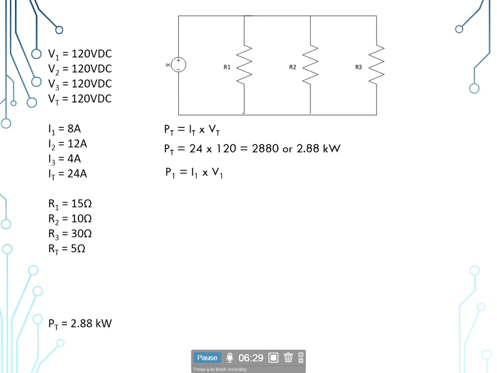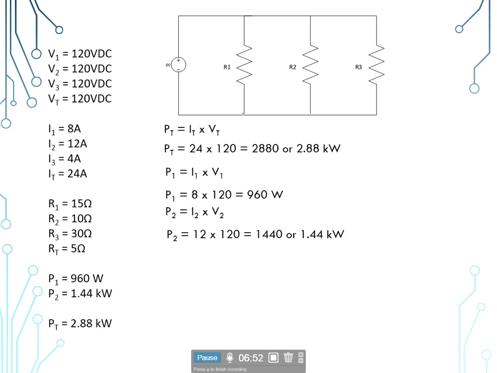P sub 1 is I sub 1 times V sub 1. So I sub 1 is 8 amps. V sub 1 is 120 volts. Multiply them, that would give us 960 watts dissipated by that first branch. P sub 2 is equal to I sub 2 times V sub 2. So 12 amps for I sub 2 and 120 volts for V sub 2. And that would give us 1,440 watts or 1.44 kW. P sub 3 is equal to I sub 3 times V sub 3. And so our 4 amps times our 120 volts would give us 480 watts.